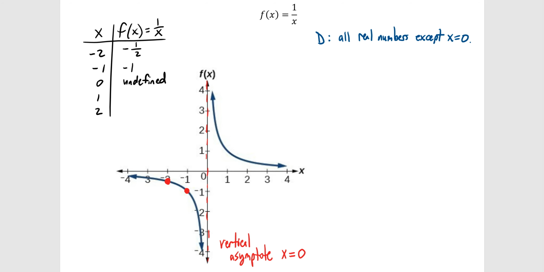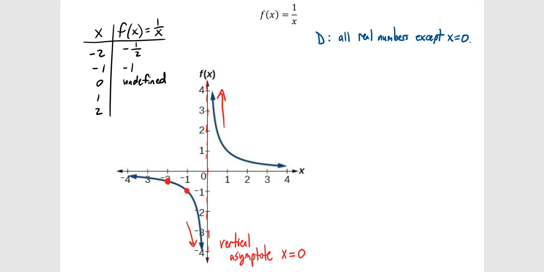And what a vertical asymptote at x equals 0 means, which we'll get into a little bit more, is that as x values approach 0, the function is either going to go towards positive infinity or negative infinity, which we can see that it does here because it shoots up right here and it shoots down over there.